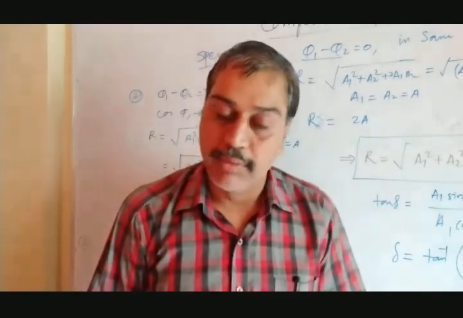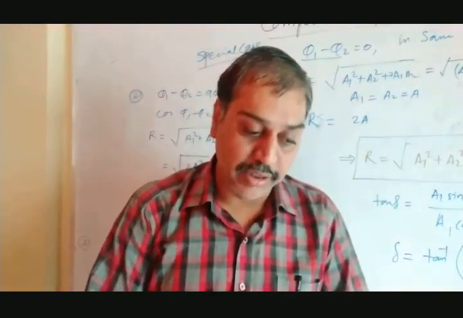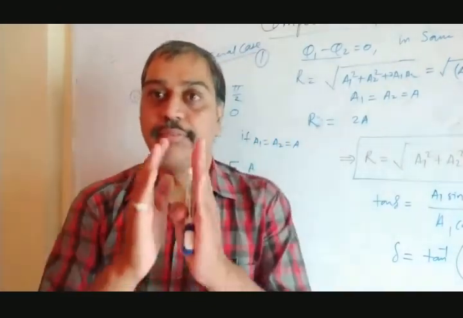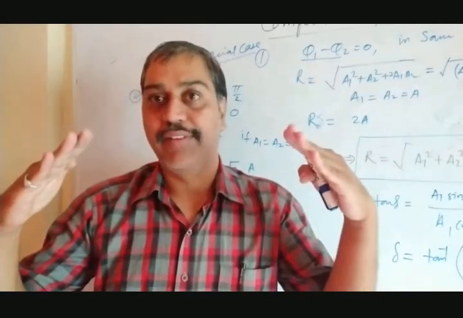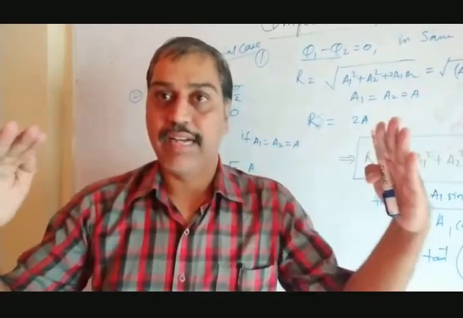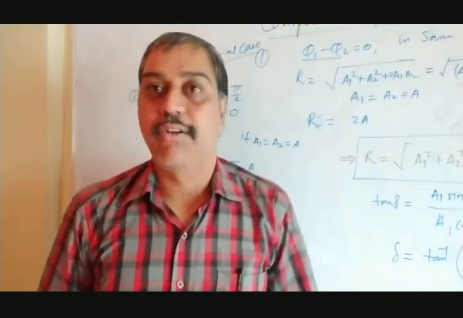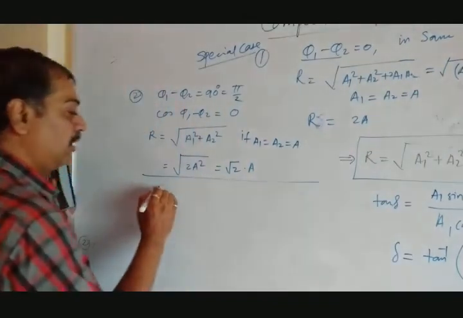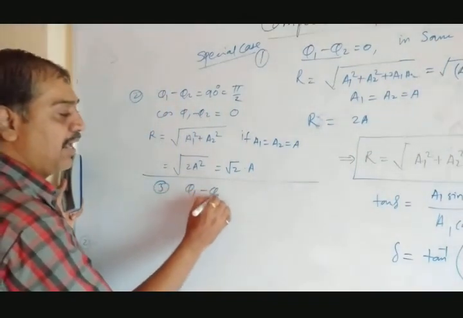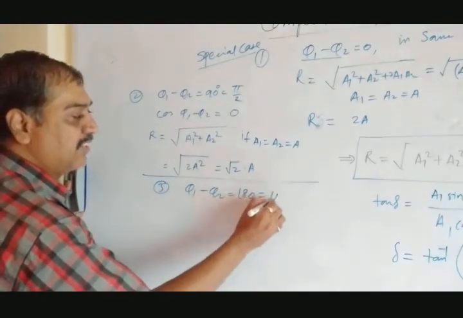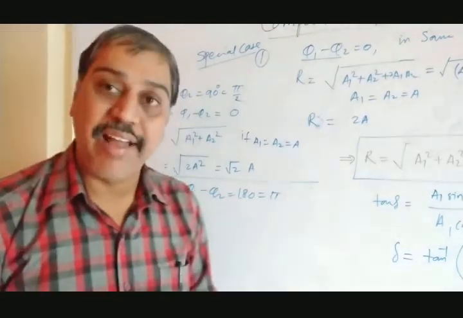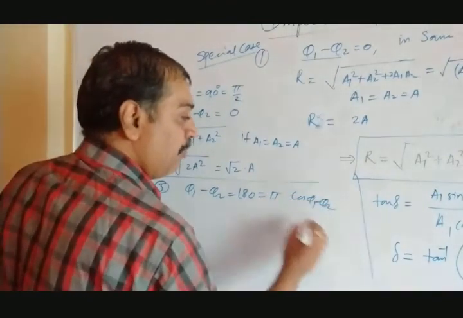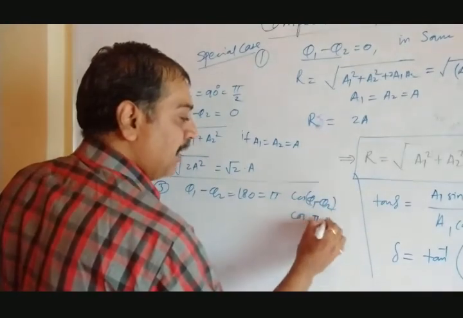That is the resultant amplitude for this condition, if the two particles perform simple harmonic motion with a phase difference of pi by 2. And the last and third case they have mentioned: if the two particles are performing SHM such that they are out of phase. First goes here, second goes here. When it goes like this, they are said to be moving exactly opposite. They are said to be out of phase, or the phase difference is 180 degrees. In that situation, in the third special case, phi 1 minus phi 2 is 180, which means pi. What is the value of cos pi? Cos of pi is minus 1.